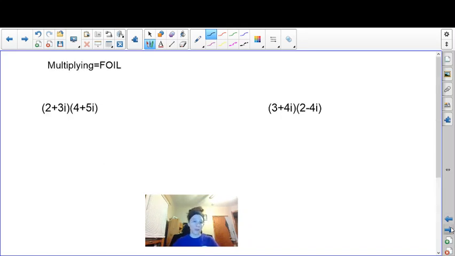Now, multiplication. We are going to do exactly what it says at the top. We are going to FOIL. Remember, FOIL stands for first times first, outside times outside, inside times inside, and last guys multiplied together. Meaning that this is my first, and this is my first, my outsides, my insides, and my last terms.